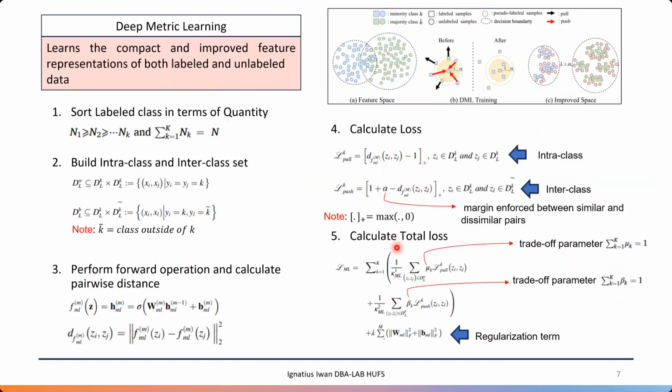And for calculating the total loss, this is the total loss. So this is the pull and push loss, and then there is some trade-off parameter that we can introduce. And also this is just a regularization term for the loss.